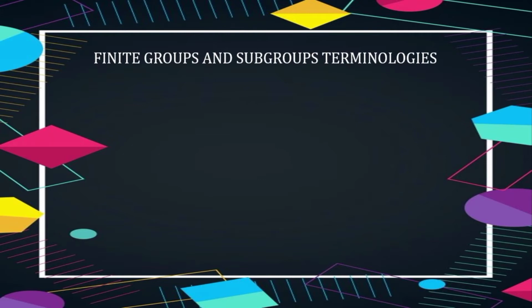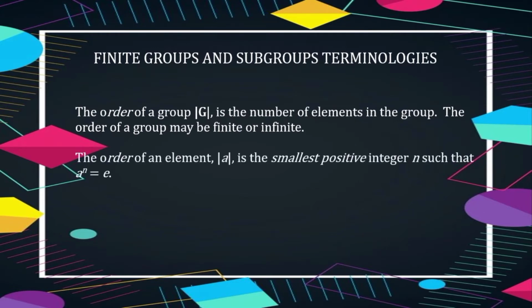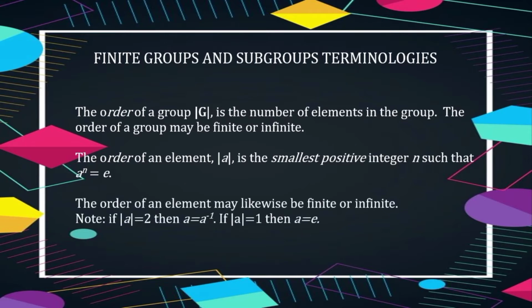Finite groups and subgroups terminologies. The order of a group G is the number of elements in the group. The order of a group may be finite or infinite. The order of an element A is the smallest positive integer n such that A raised to n is equal to E. The order of an element may likewise be finite or infinite. Note that if the order of an element A is equal to 2, then A is equal to its inverse. And if the order of an element A is equal to 1, then A is equal to E.